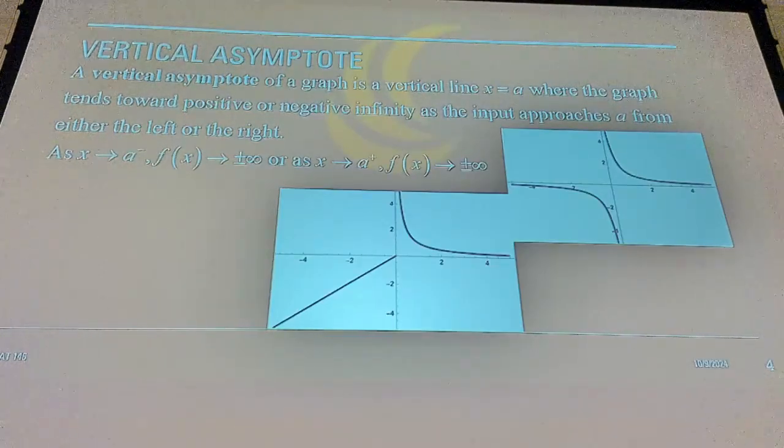But we're touching the vertical asymptote. That is allowed. That would still be a vertical asymptote, x equals 0. What's not allowed is crossing the vertical asymptote. Then it wouldn't be a vertical asymptote. Or you touch it on both sides. Then it wouldn't be a vertical asymptote. So it is possible for the graph to touch it, just not cross it.